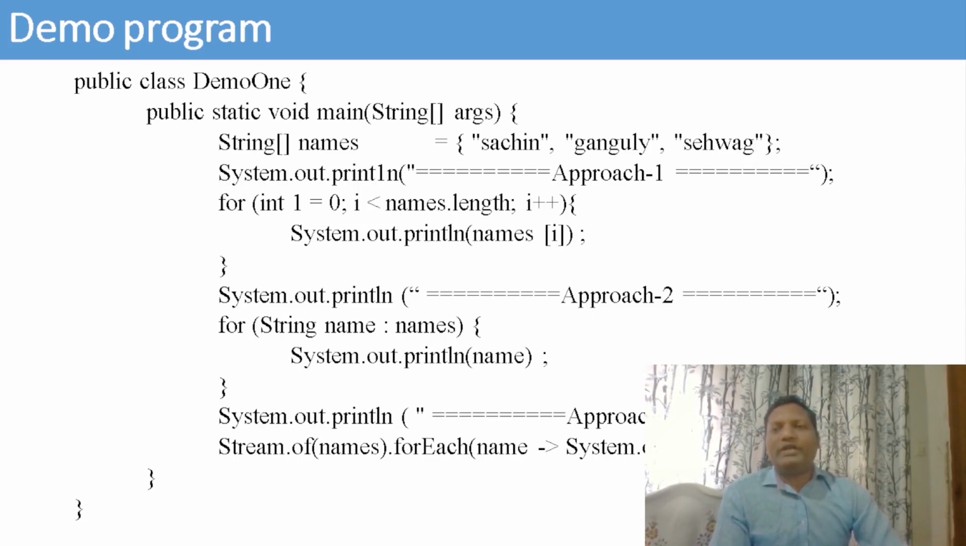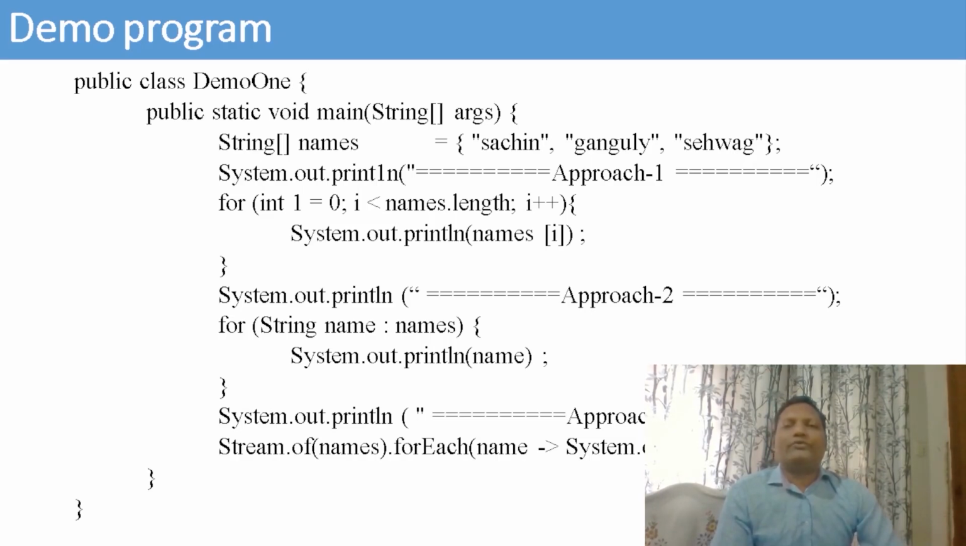Then the i value will be incremented. names[1], Ganguly, will be printed as the output. The i value will be incremented. names[2], the second element, Sehwag, will be the output. After that, when the value is incremented, the condition is going to fail, so it will come out of the loop. By using this for loop, we can print array elements in the forward direction.